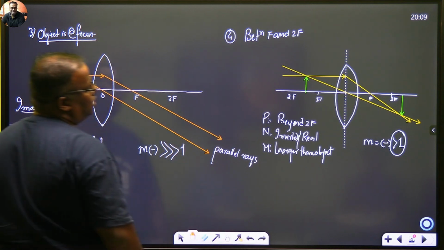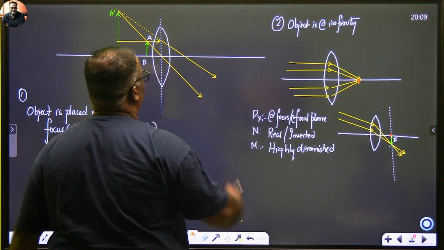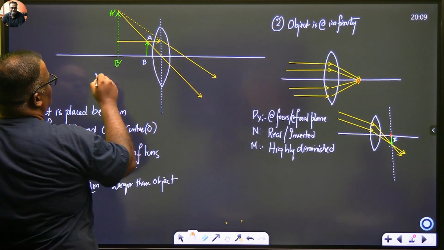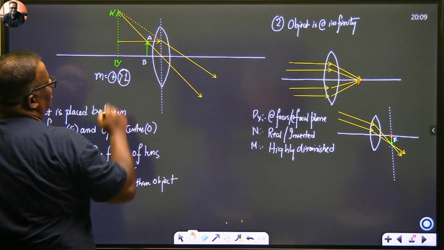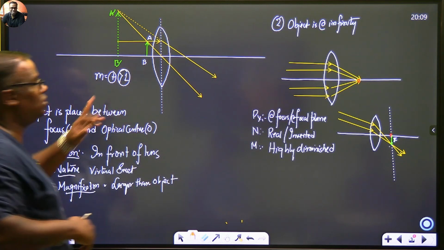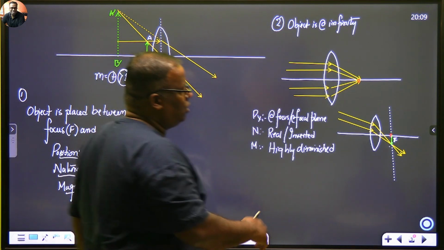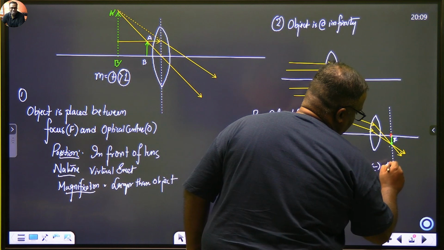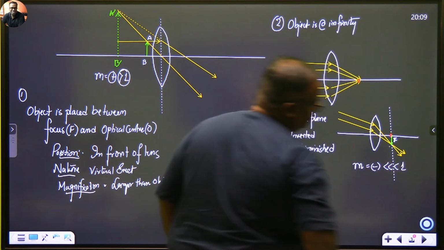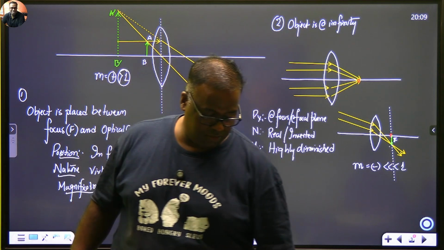And what will be the magnification in this case? Positive greater than 1. Don't use this greater than 1 and positive. This positive is a different positive, okay? And out here, what did we get? Magnification would be negative substantially less than 1. Is it clear now? Then it gives me also satisfaction.